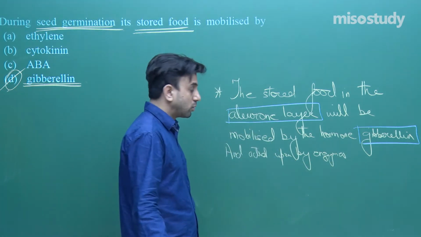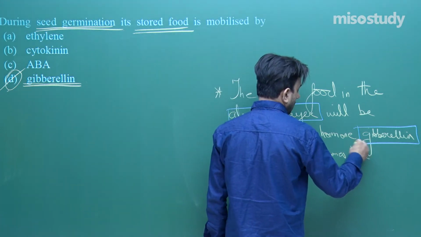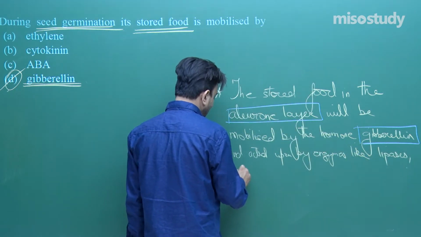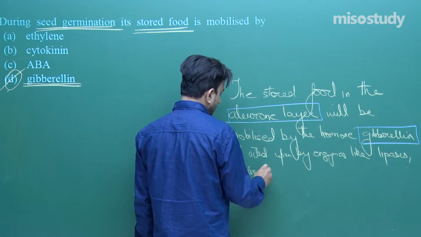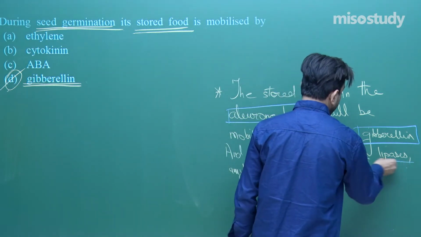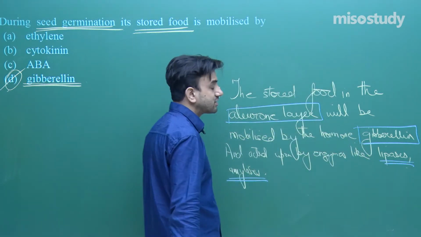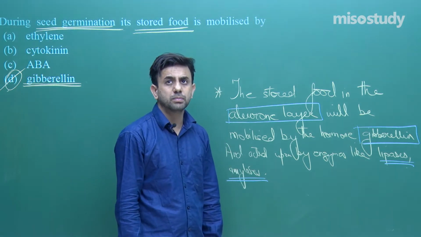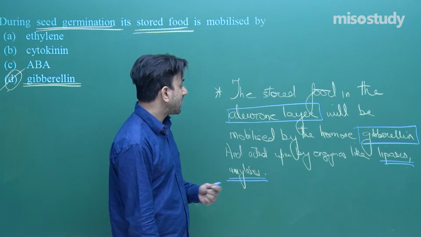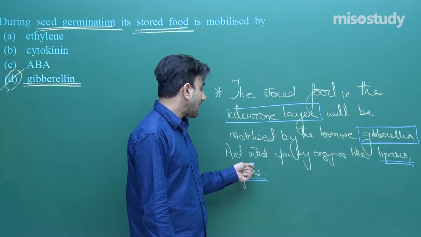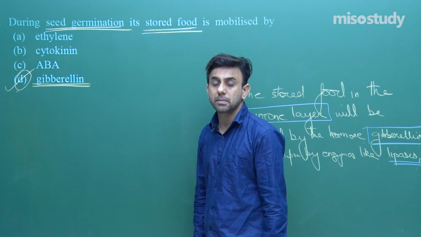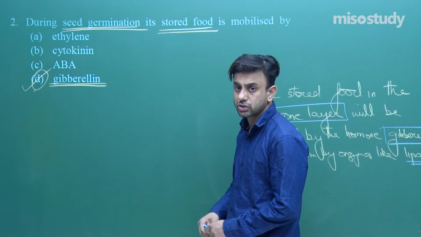like lipases and amylases, so that the digestion, the breaking down of these into simpler substances, can take place and they can be utilized. So the stored food in the aleurone layer will be mobilized by the hormone gibberellin and then acted upon by enzymes like lipases and amylases. During seed germination, gibberellin plays a very important role in the mobilization of the food.